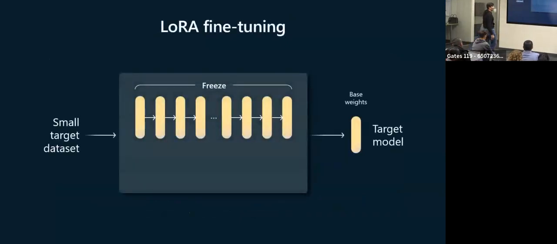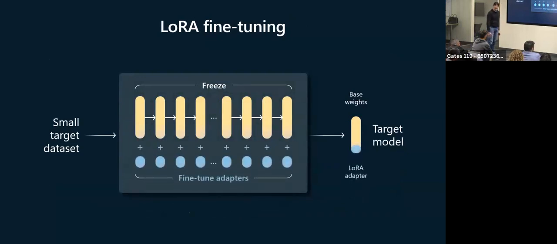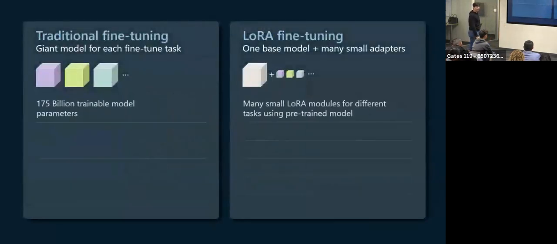The way that LoRa fine-tuning works is you leave the pre-trained model alone. You don't touch it. You create some extra weights, your fine-tune adapters, they're called. You do your training on your data set and only let those adapted weights get updated. And then you have a target model that you just add those adaptive weights to.